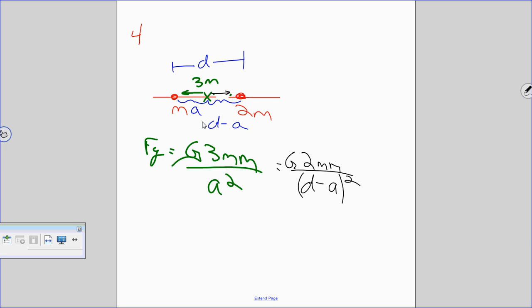All right, well, let's see what happens. Does anything cancel? The M's go away. The G's go away. I'm going to flip everything over. I get A squared over 3 equals D minus A squared over 2, right? And then it's just a bunch of algebra and solve for A in terms of D.